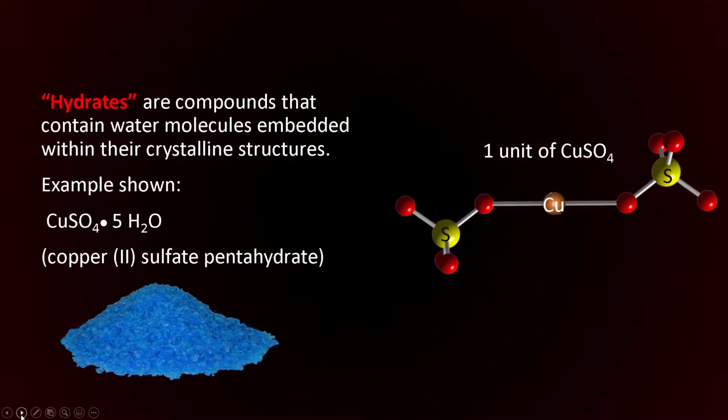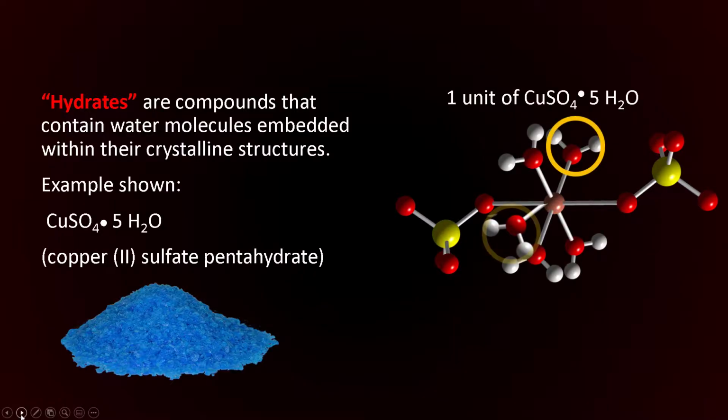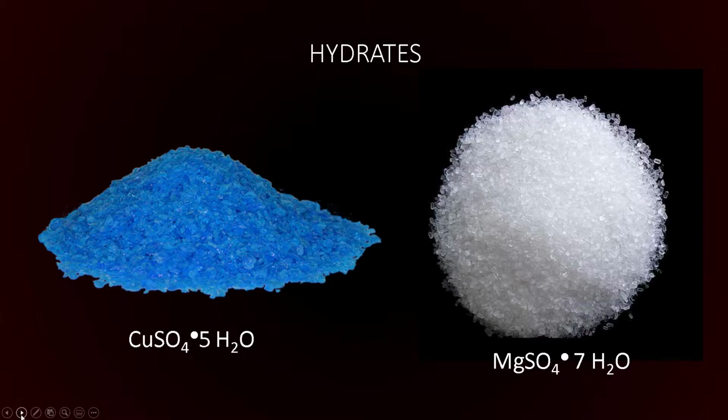If we look at 1 unit of copper-2 sulfate pentahydrate shown here, we'd see that for every 1 unit of copper-2 sulfate, it is surrounded by 5 water molecules. Despite having water in its structure, hydrated solids usually feel and look completely dry.